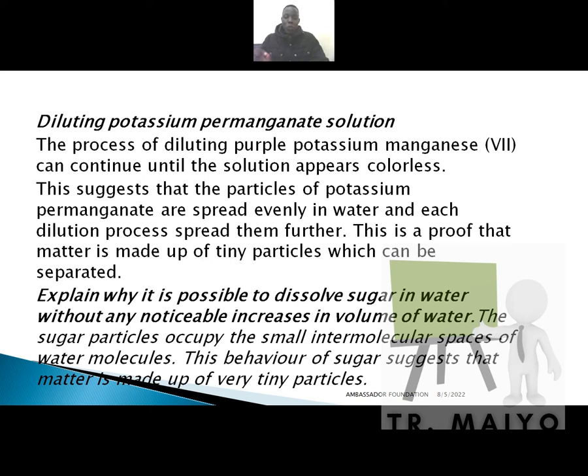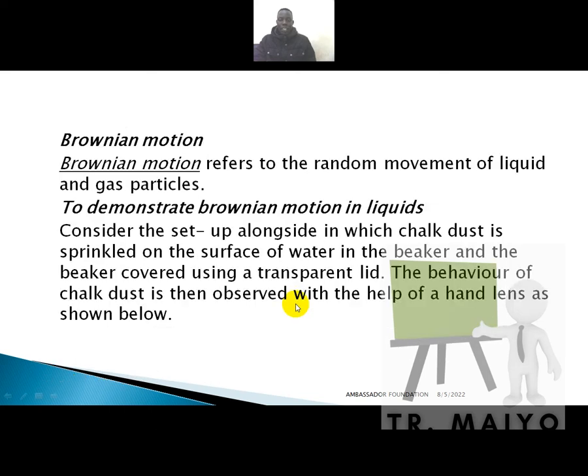The distance between one molecule and the other molecule in liquid or in any other matter, we call it intermolecular spaces or intermolecular distance. Now, the sugar will dissolve by occupying those spaces. When all the spaces have been occupied, that particular solution is said to be a saturated solution. Yes, and the explanation is here. If you have not heard me very well, it is just there.